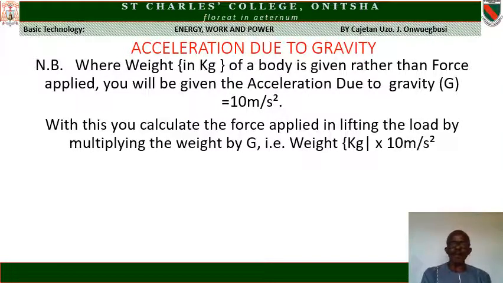Then we have what we call acceleration due to gravity. Suppose you are given a calculation that does not involve force. Rather, you are given the weight of a body and asked to calculate work done involving that weight. You are not given force, but you can convert that weight, which is in kilogram, to force by multiplying it by what you call acceleration due to gravity. It is a constant value, 10 meters per second squared.